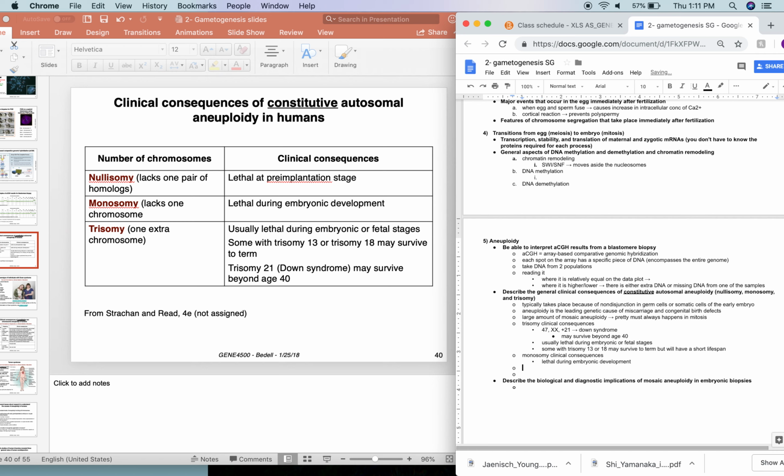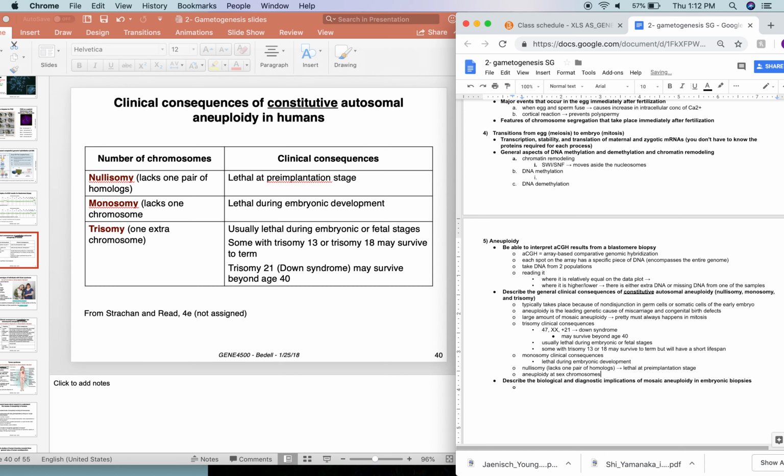Now, these are the constitutive sex chromosome aneuploidies. XO, they're viable. XXY, they're viable. So aneuploidy for autosomes has much more profound problems. Aneuploidy for sex chromosomes is different. Single Y, lethal.